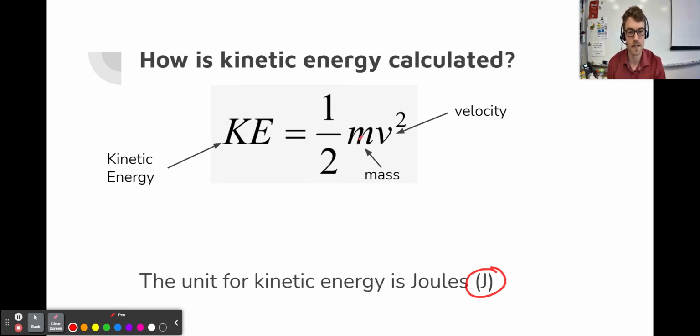Then we have 1/2 times m. M stands for mass. Remember, our unit for mass is the kilogram. And then we have times velocity squared. Remember that our velocities are measured in meters per second.